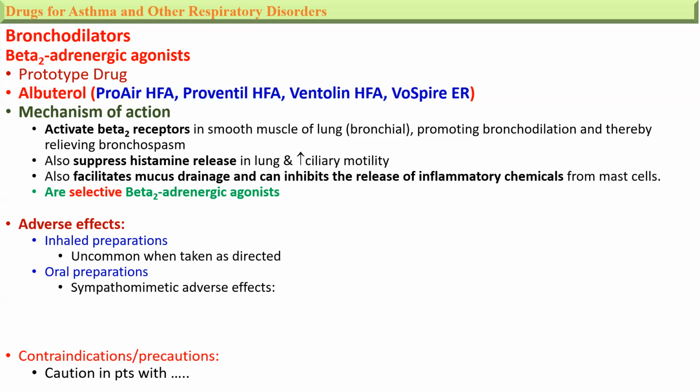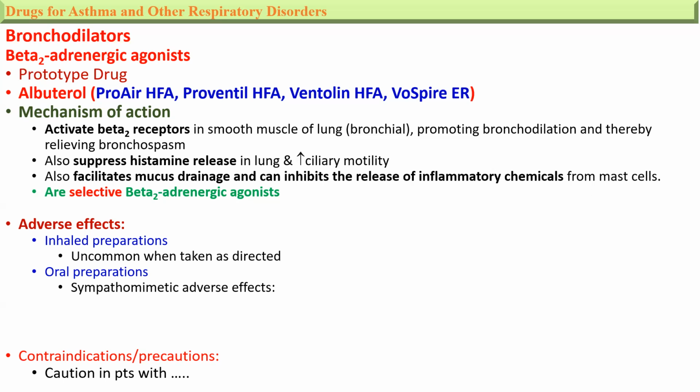So this drug is a selective beta 2 adrenergic agonist because it activates only beta 2 receptors. This has replaced the older non-selective agents. In the past, we had epinephrine and isoprel, or isoproterenol. This one is safer because it's more selective to the beta 2 receptors.